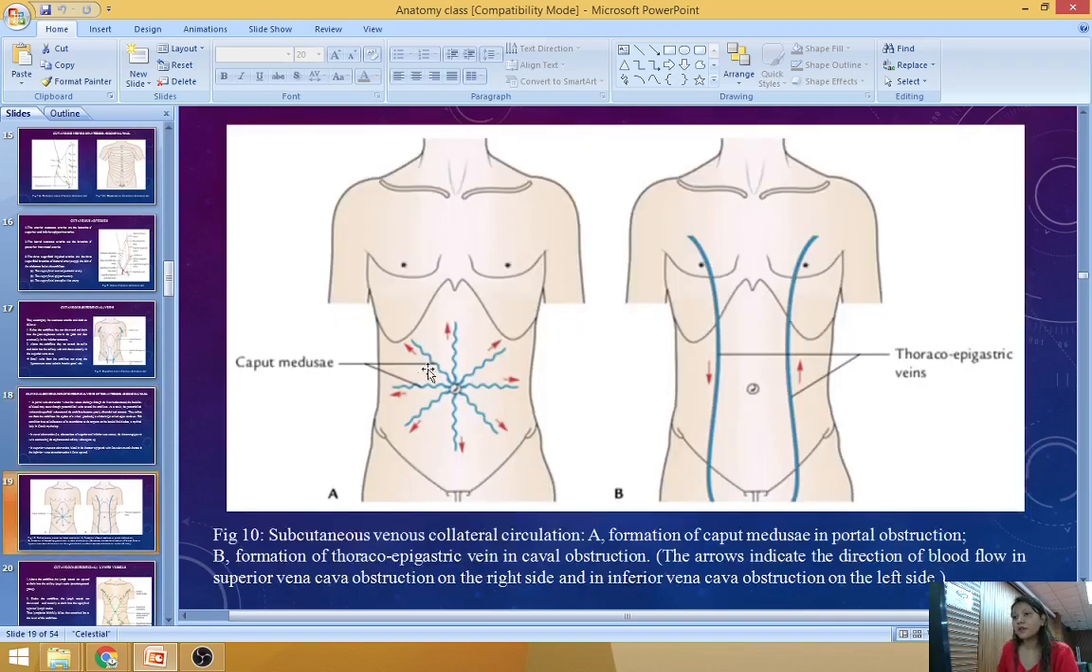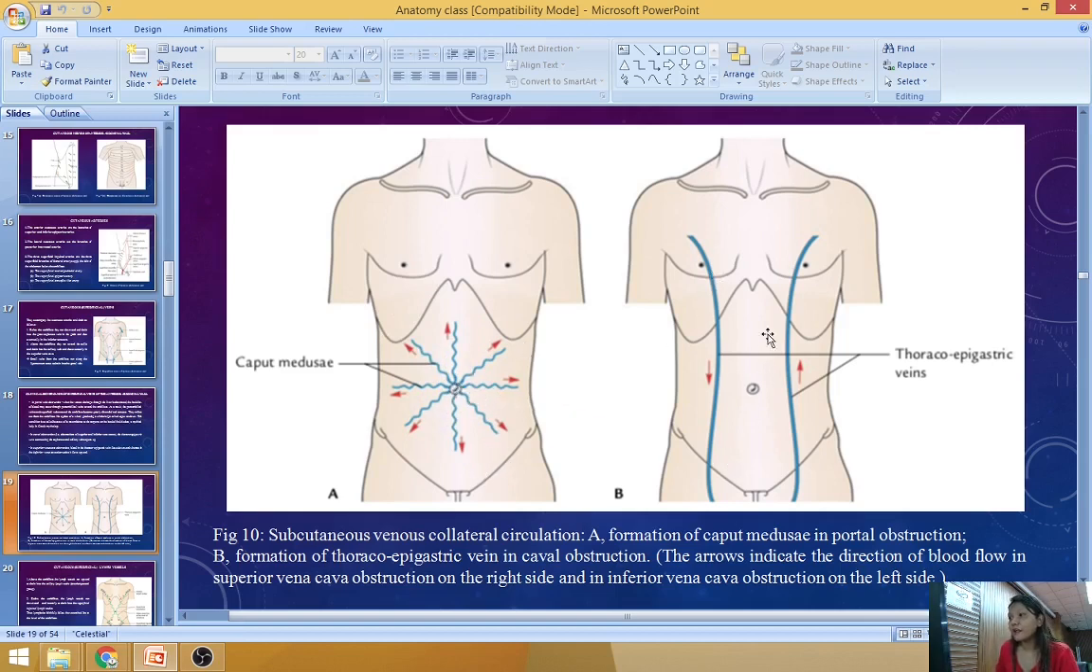So this is the caput medusae. You can see from the umbilicus engorged, tortuous veins radiating outwards. Why does it occur? Because there is obstruction to venous flow in the liver, for which there is backflow. That's why the veins will engorge and radiate from the umbilicus like this.